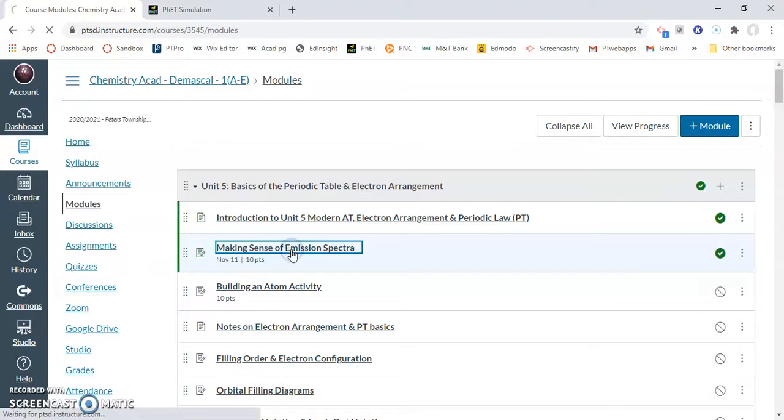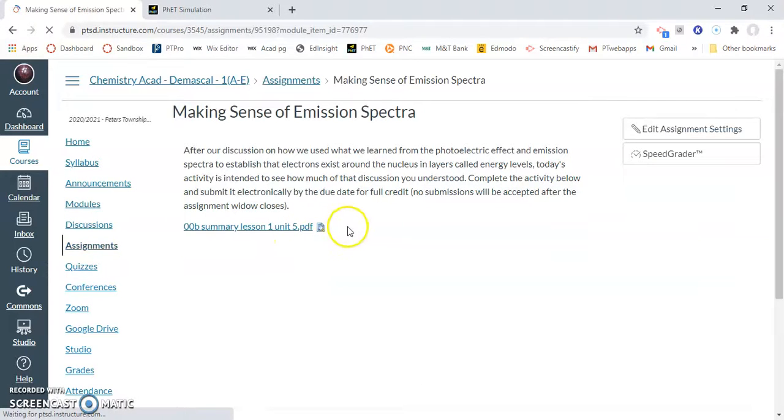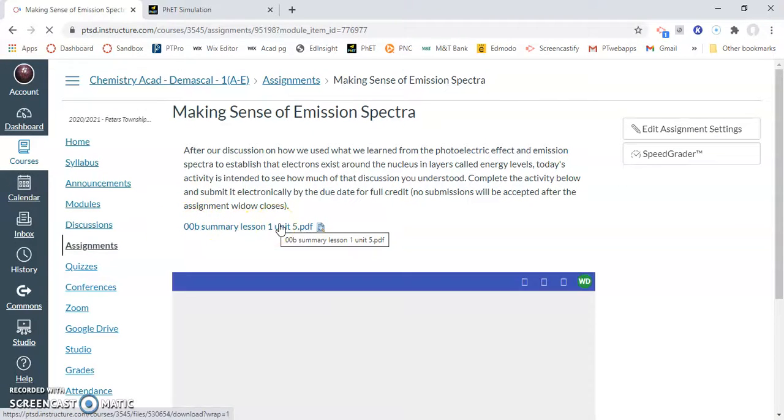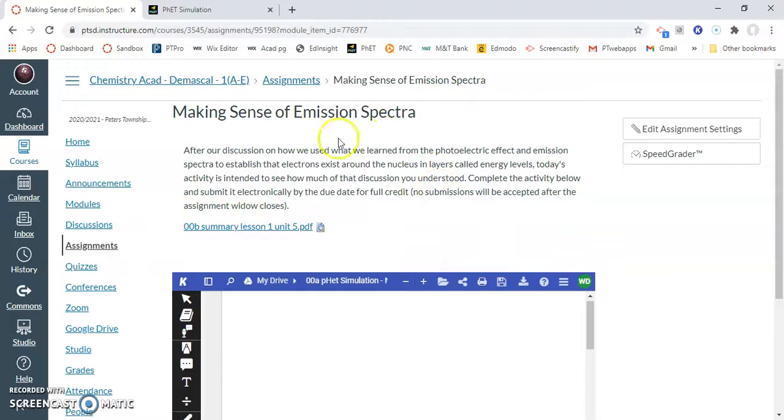Okay. To help with clarification, I did load a summary of the lesson we did yesterday, so a really concise version of what we covered yesterday is in this document right here, so you can either preview that or print it out, open it up. The assignment we're going to be working on today is this Making Sense of Emission Spectra.